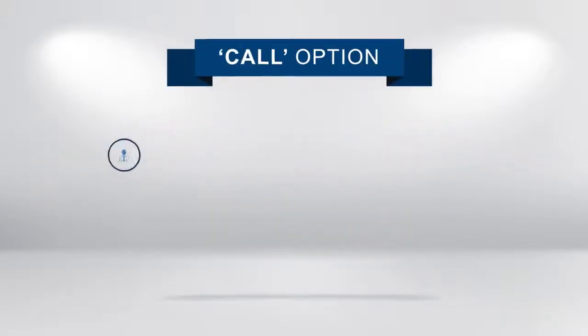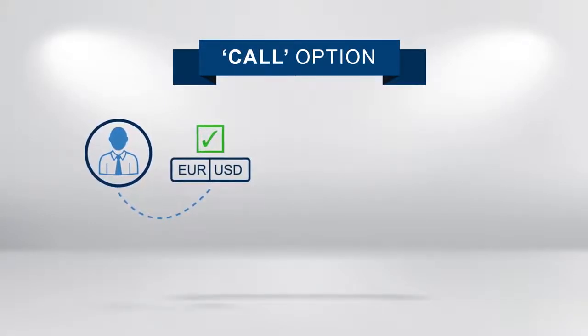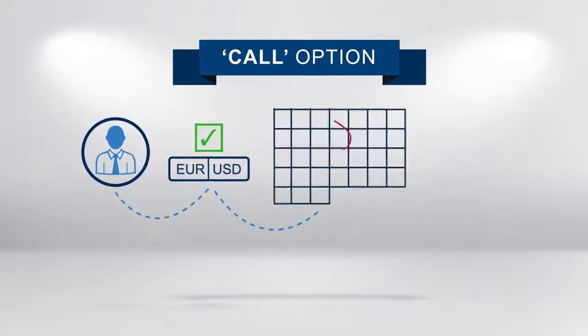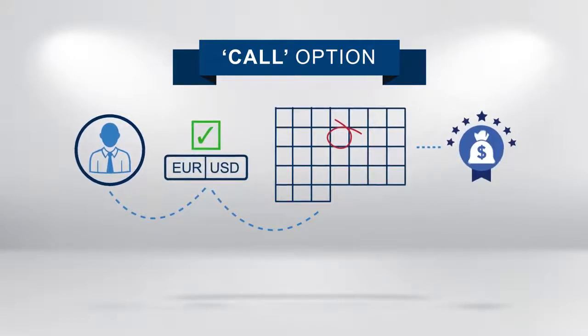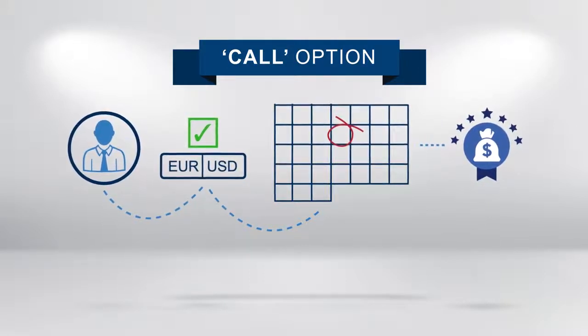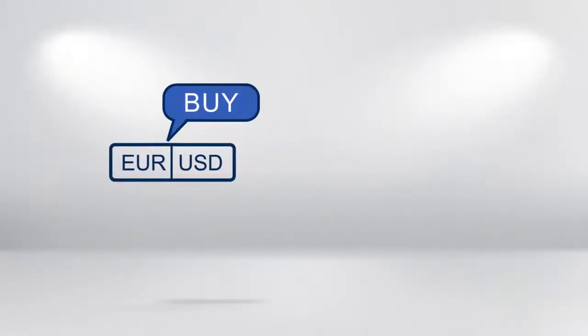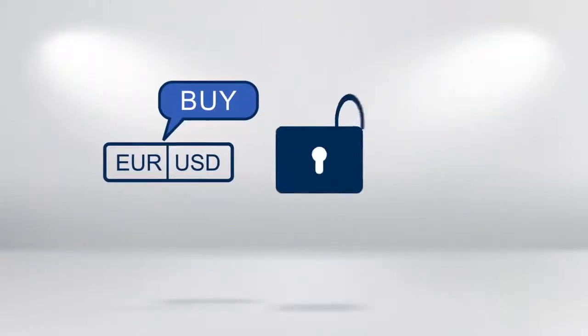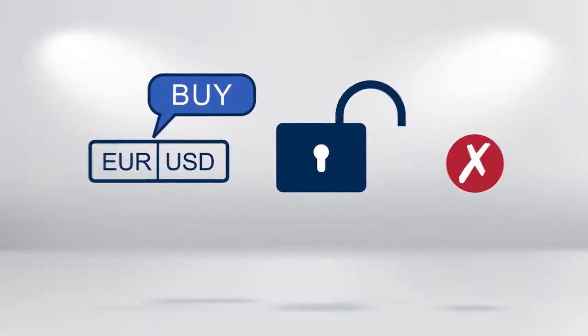A call option is a contract which allows the investor to buy a specific amount of the underlying currency pair at the time that the option expires. The maturity of the option and the strike price are predefined, and both of these parameters impact on the price. The option to buy the underlying currency pair is exactly what it sounds like: an option. It is not something you are obliged to do.